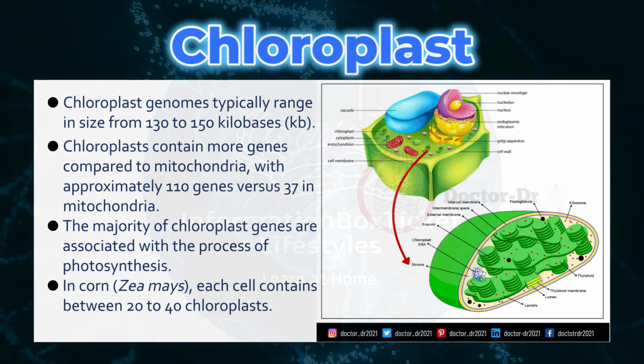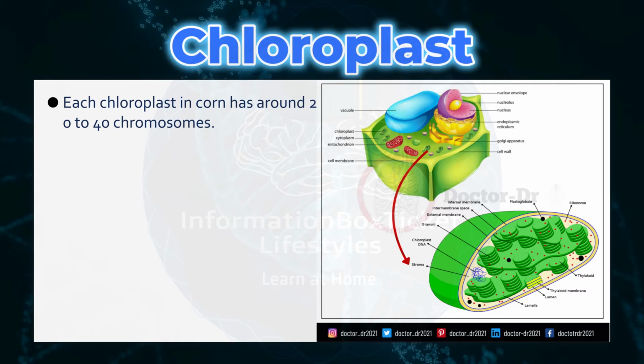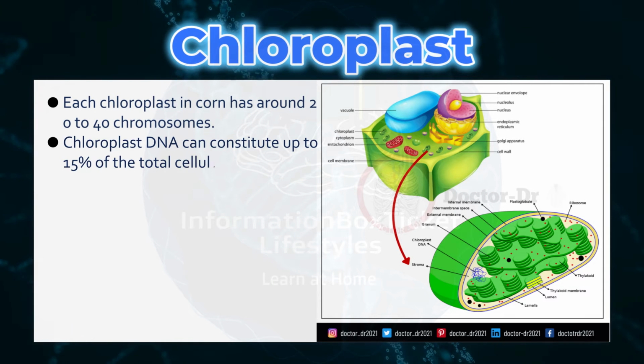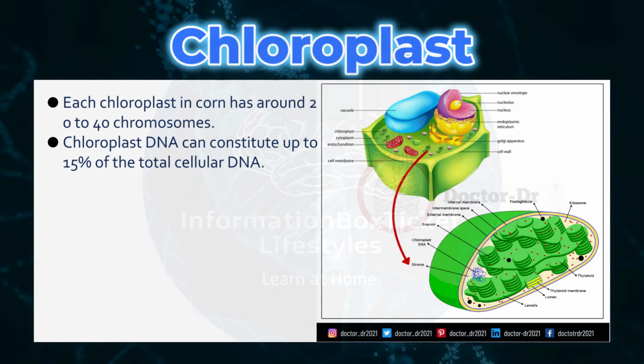In corn, Zea mays, each cell contains between 20 to 40 chloroplasts. Each chloroplast in corn has around 20 to 40 chromosomes. Chloroplast DNA can constitute up to 15% of the total cellular DNA.